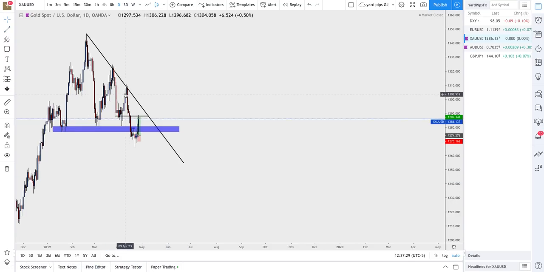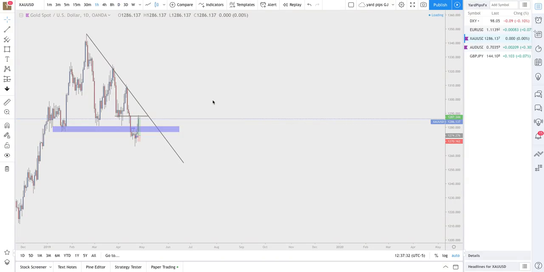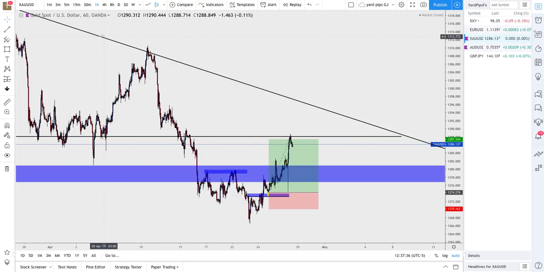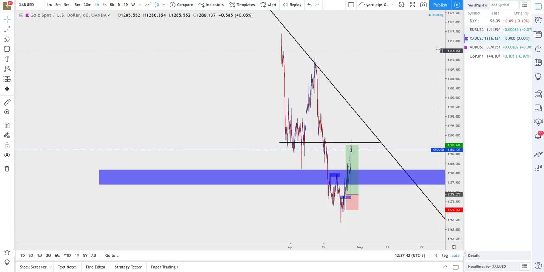If we could break this level, I anticipate that gold may make another test on this trend line, which gave us a point D retest of this trend line. This would be point C. All right, let me explain this way.